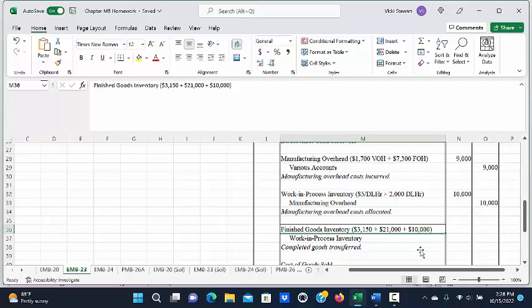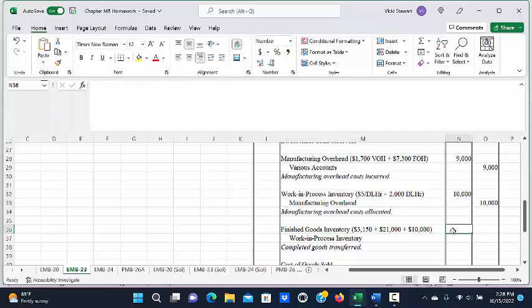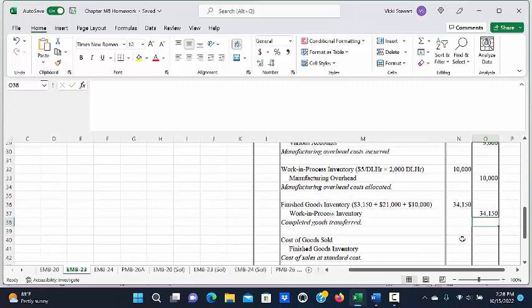It stated in the problem that all of the goods were transferred out, so we would debit finished goods inventory for the standard cost for the materials, direct labor, and overhead. So the total of those three was $34,150, and we would credit work in process for the same amount. It also stated that all of the goods that we produced, we sold. So we would debit cost of goods sold, again for that same amount, $34,150, and credit finished goods inventory for the same amount.